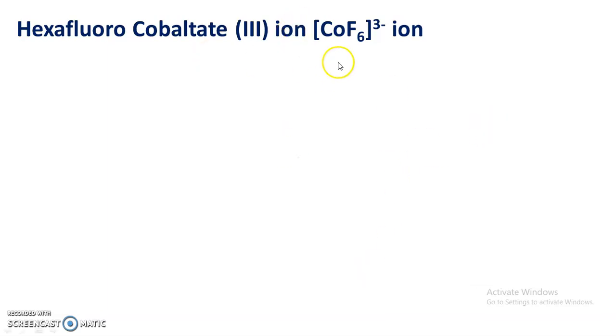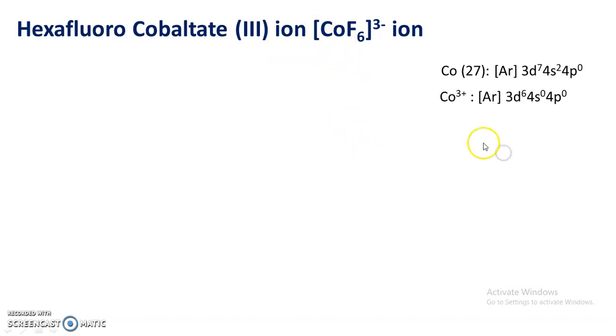In this octahedral complex, cobalt is the central atom and there are 6 fluoride ligands occupying the corners of the octahedron. Cobalt, atomic number 27, has the electronic configuration argon 3d7 4s2 4p0. In this octahedral complex, the oxidation state of cobalt is +3, and therefore in the +3 oxidation state, its configuration will be argon 3d6 4s0 4p0.